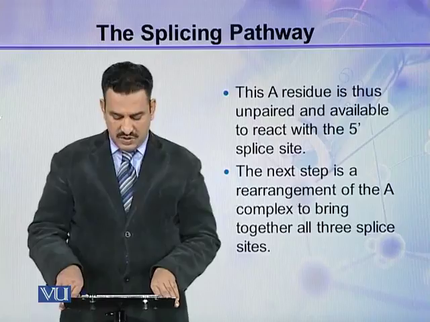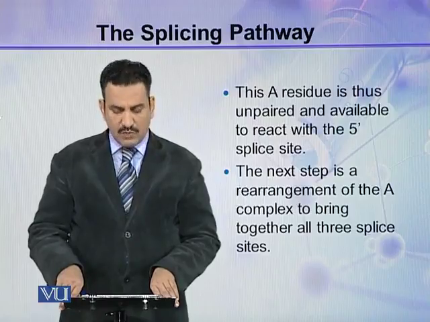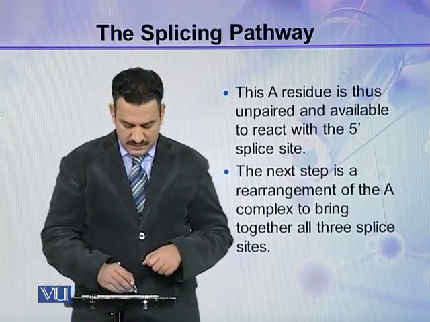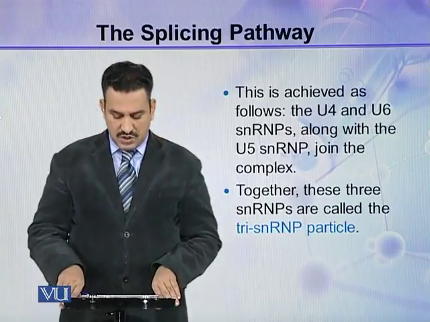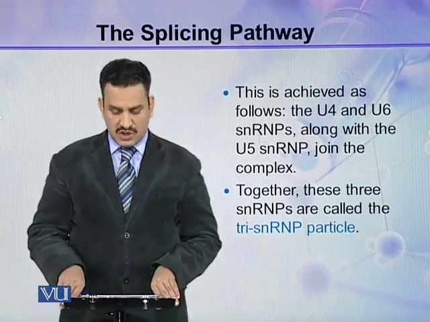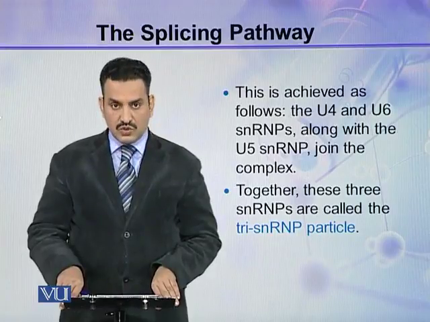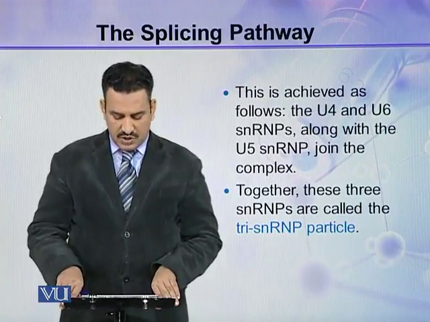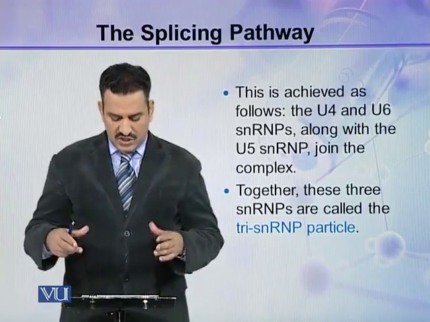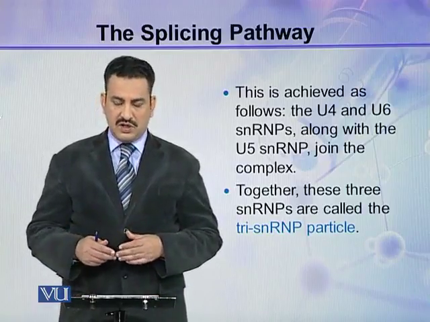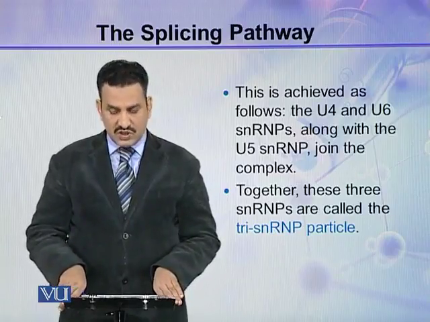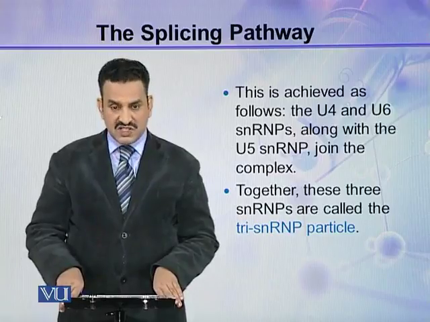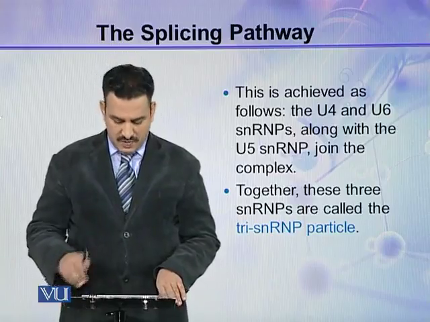The next step is a rearrangement of the A complex to bring together all these three splice sites. This is achieved as follows. The U4 and U6 snRNPs, along with the U5 snRNP, join the complex. So these more RNAs and snRNPs join this complex. Together these three snRNPs are called the tri-snRNP particle.